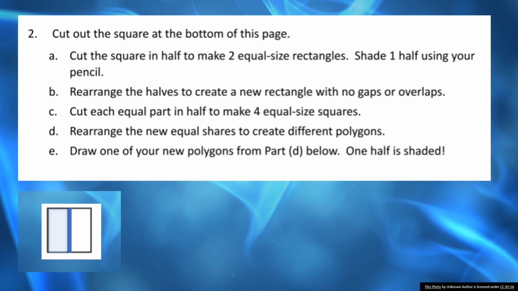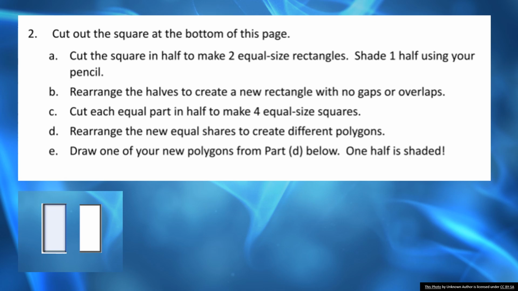Now, letter B says to rearrange the halves to create a new rectangle with no gaps or overlaps. Okay, so at this point, it should be cut in half, right? Half of it should be shaded. And then you're going to end up with 2 rectangles, just like that, right? So it's cut in half, one shaded, one's not. You have them in front of you, just laying down.